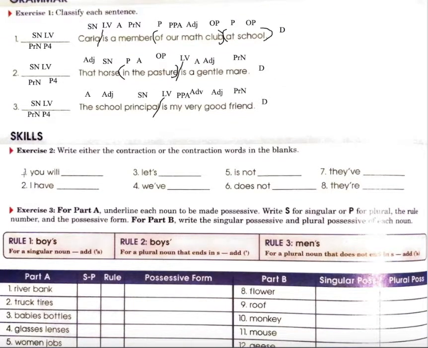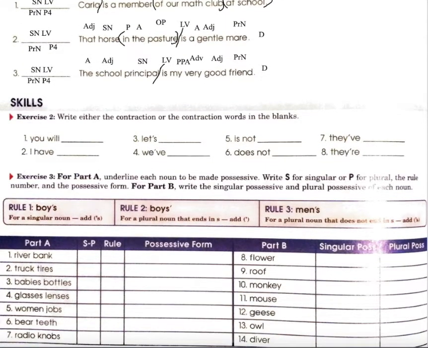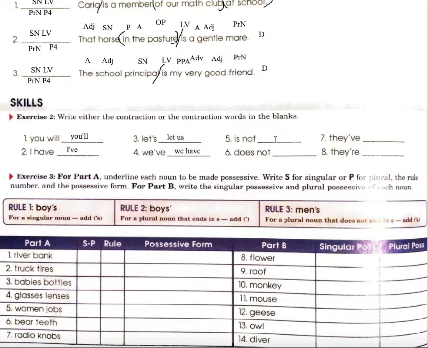All right, exercise 2. Write either the contraction or the contraction words in the blanks. You will. You'll. I have. I've. Let's is a contraction for let us. We've is a contraction for we have. Is not is a contraction for isn't. Does not, or is not, the contraction for it is isn't. I said that wrong, sorry.